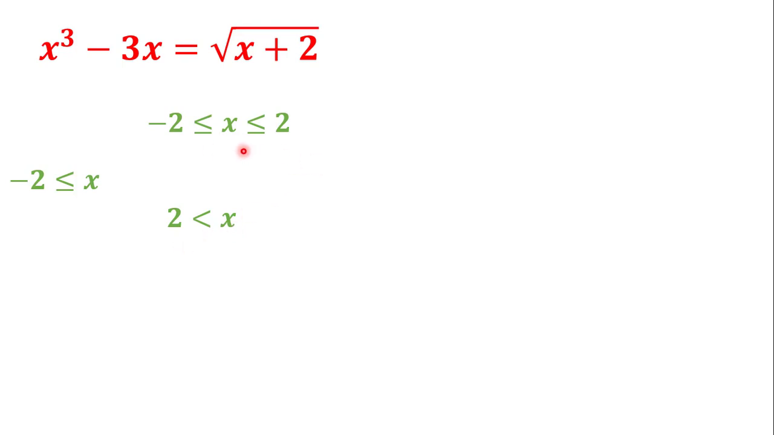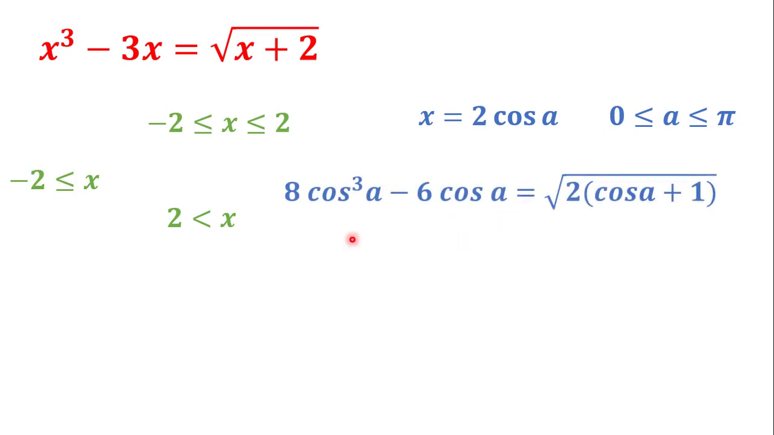For the first range, we want to use trigonometric identities, and for x greater than 2, we want to use a change of variable method. For this range, we introduce x equals 2 cosine a, where a is greater than or equal to 0 and less than or equal to pi. In this equation, we need to replace x by 2 cosine a, and we're going to get this expression. Now we can use trigonometric identities. For the left hand side, we can use the triple angle formula, and for the right hand side we can use the half angle formula.